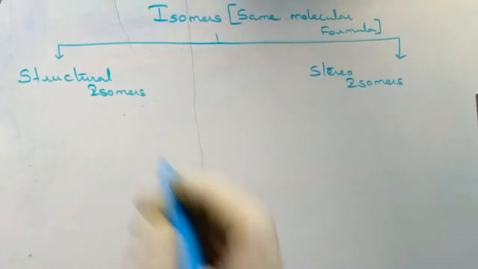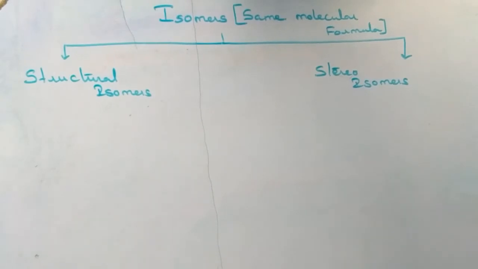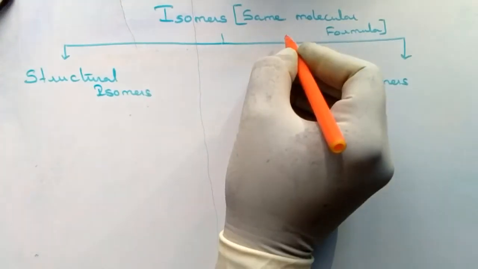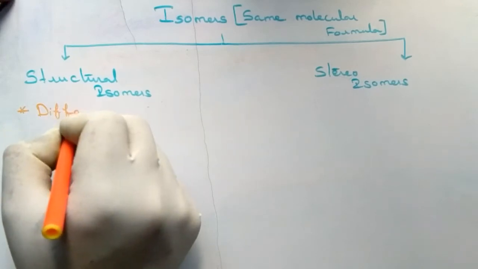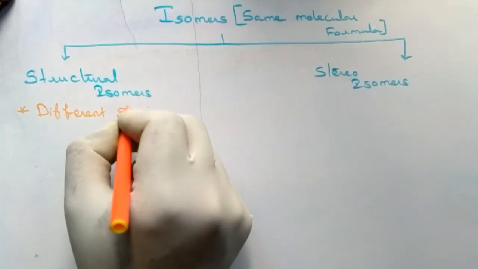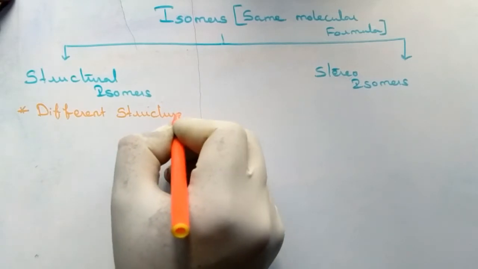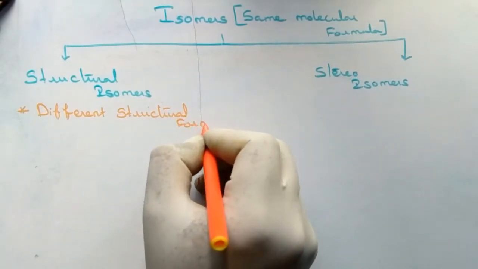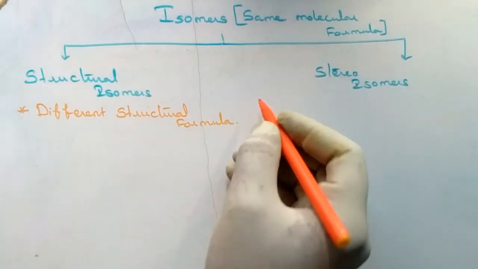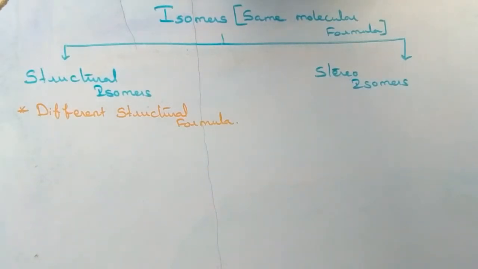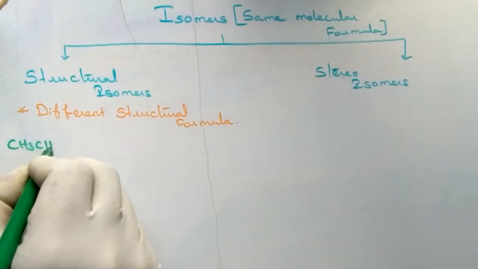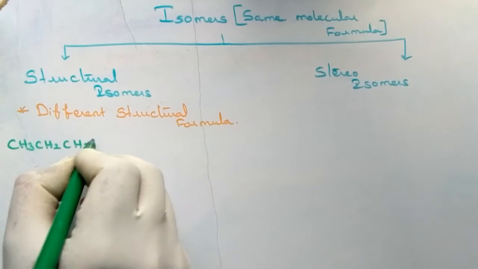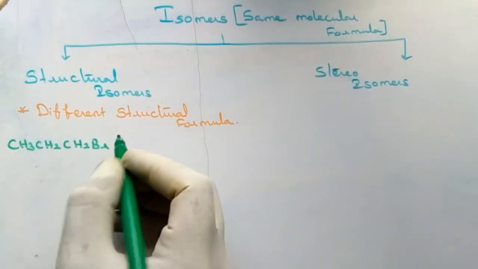So structural isomers are nothing but compounds that have the same molecular formula but different structural formulas. Let's see with an example. First, I am going to write 1-bromopropane. This is the structural formula of 1-bromopropane.